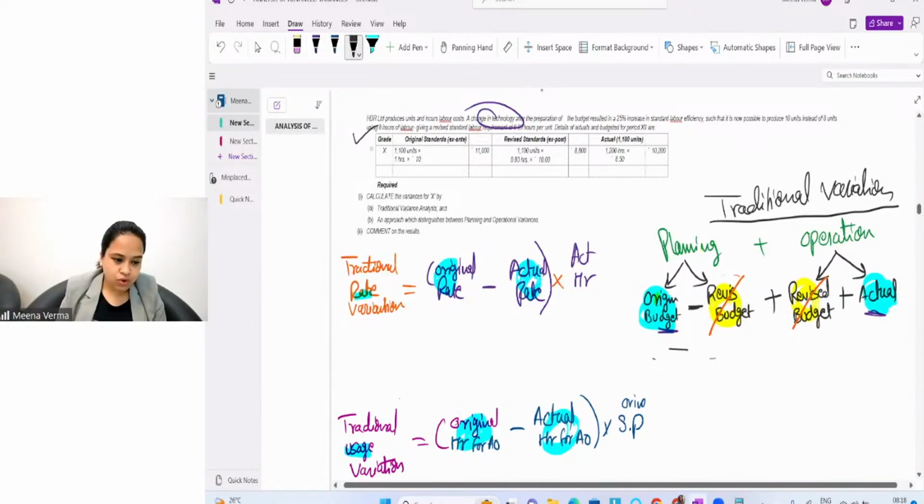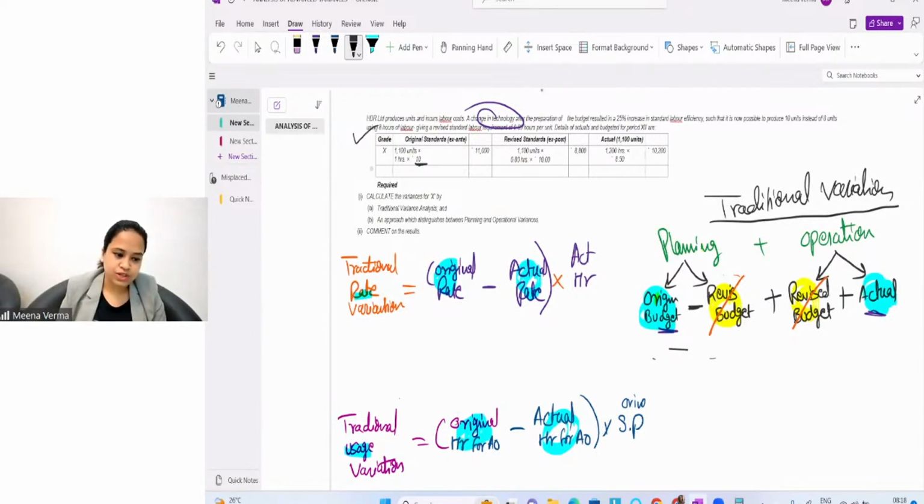Now you can see what was the original rate. 10 rupees was the original rate. What was the actual rate? Actual rate was 8.5. And what is the actual hour? 1200 hour was the actual hour. Put it here. Original budgeted rate was rupees 10. Actual rate was 8.5. And the actual hour will be 1200. Just solve it. You will get the answer.